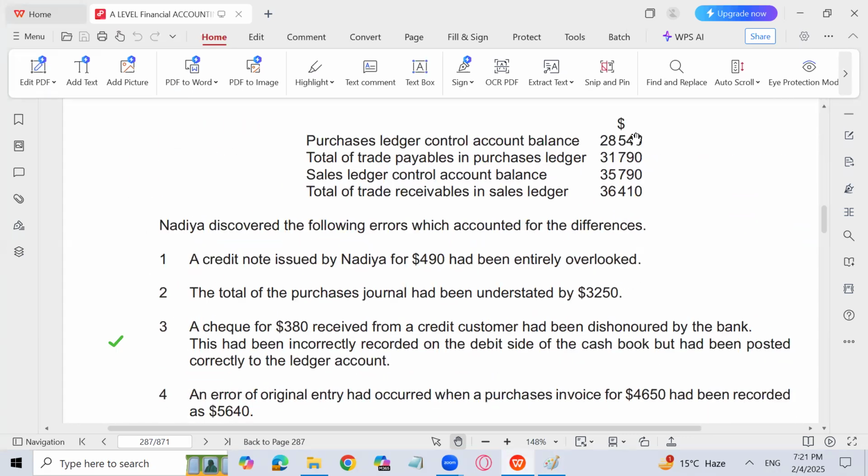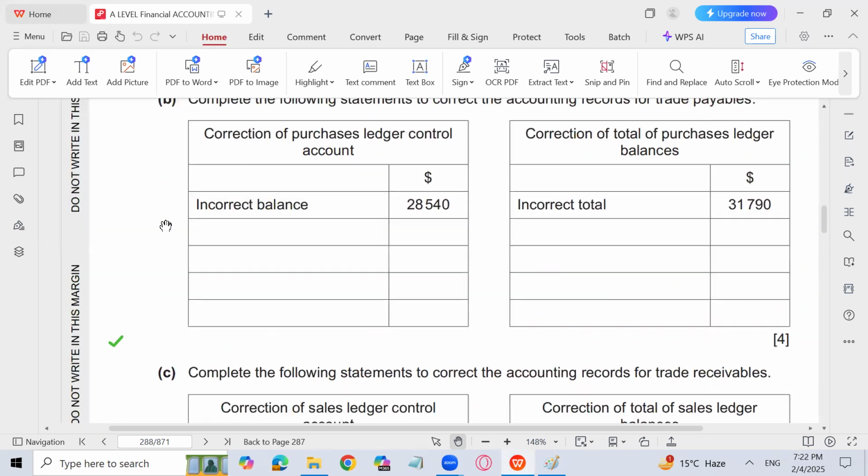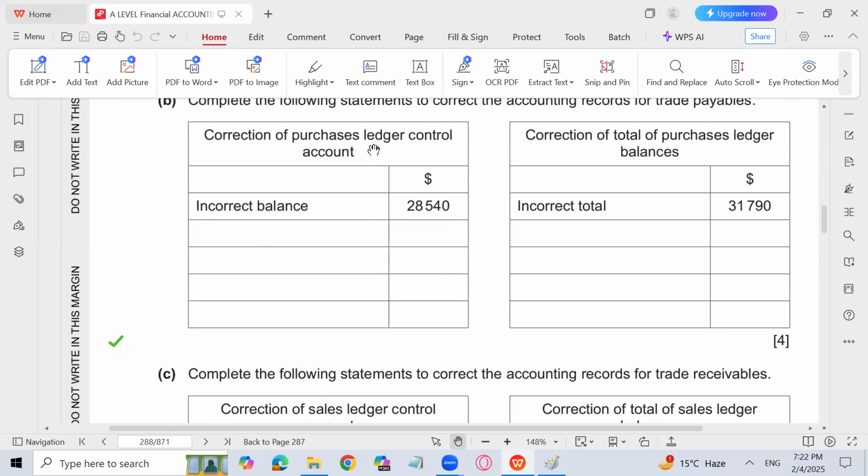This is the purchase ledger control account balance 28540. Always remember, purchase ledger control account is basically a trade payable account, and trade payable balance is always a credit balance. Total of trade payable in purchase ledger is also a trade payable account. It is always having a credit balance again. So 28540 and 31790 should be equal, but they are not equal because there are errors. So I have written incorrect balance of control account 28540, incorrect total of purchase ledger balance 31790. But remember, these are trade payables. It is always having a credit balance.